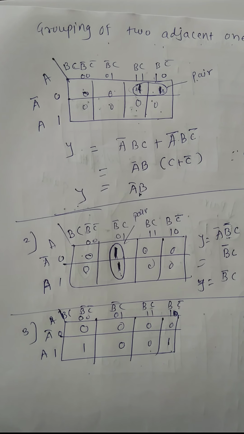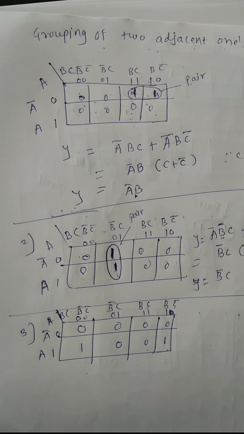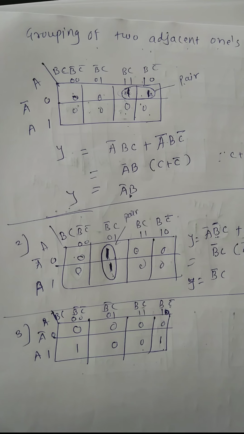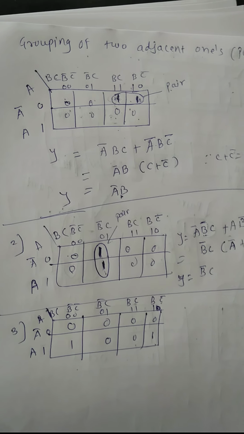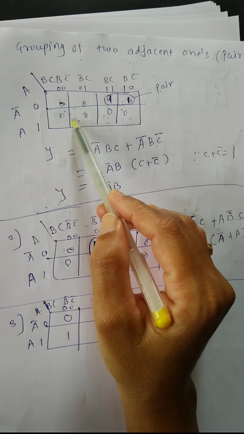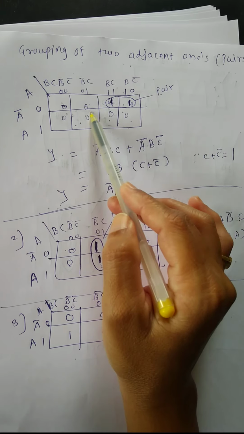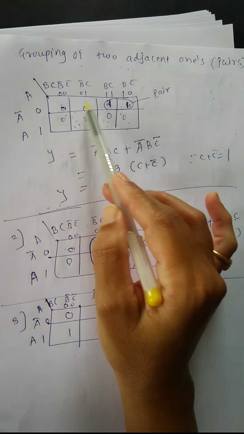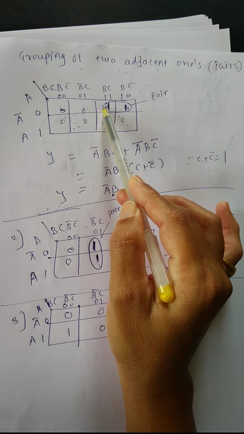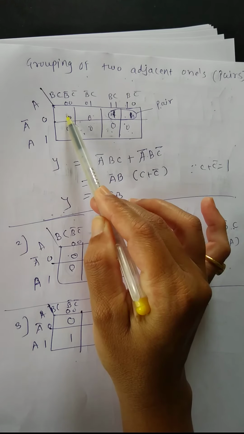First, take one example of how the grouping of two adjacent ones eliminates a variable, and how to pair the ones on the K-map. That is the example K-map. Here we take a three variable structure. In that K-map, the other boxes have logic 0, and here there are 1s. Then we group these ones.